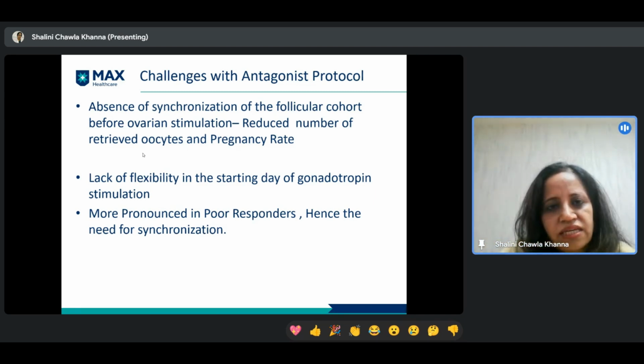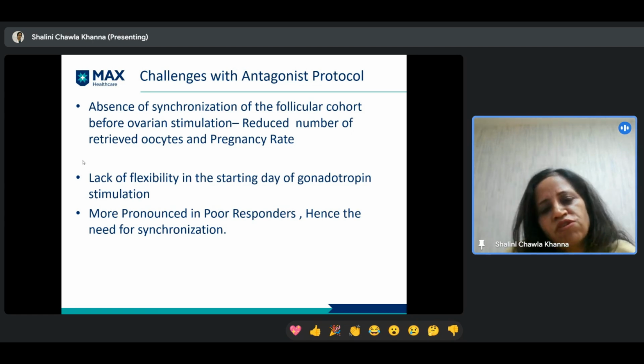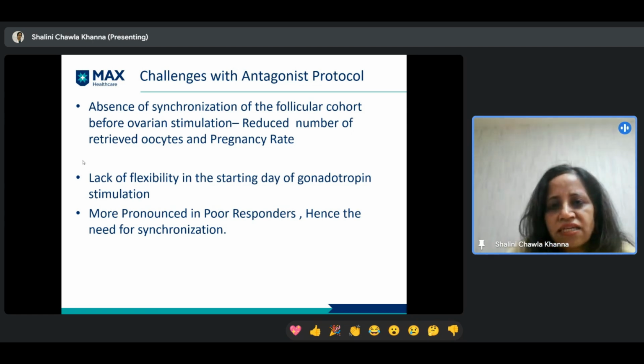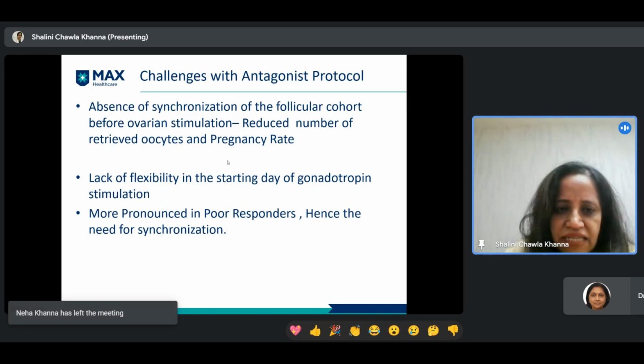So once the patient is ready for the IVF and comes on day 2, and we have planned that we'll give an antagonist protocol to this patient, we do face certain challenges. These challenges are much more common in the poor responders. There could be absence of synchronization of the follicular cohort before ovarian stimulation, and hence there is a reduced number of retrieved oocytes and pregnancy rates.